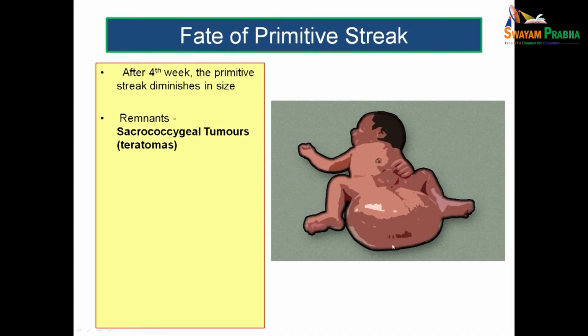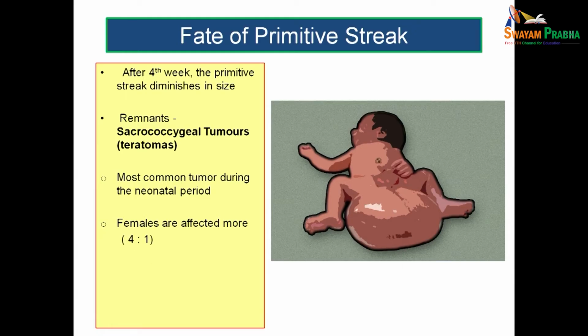sacrococcygeal teratoma. Sacrococcygeal teratoma is a big mass or tumor-like growth seen at the sacral region. That is nothing but the remnant of the primitive streak. It is said to be the most common tumor during the neonatal period. Usually females are affected more compared to males, and the ratio is said to be 4:1.